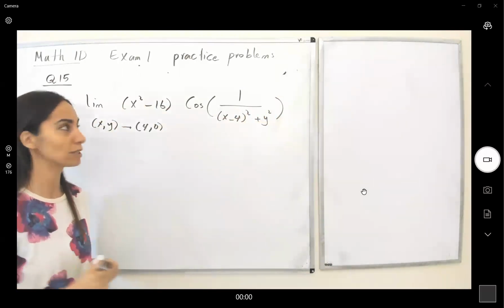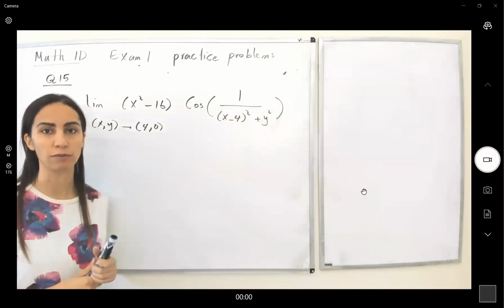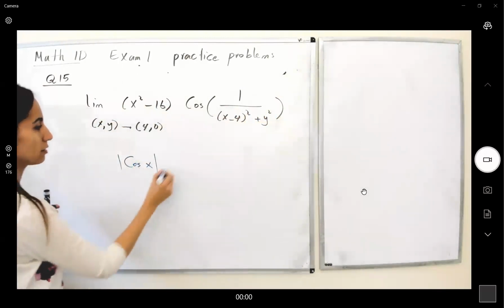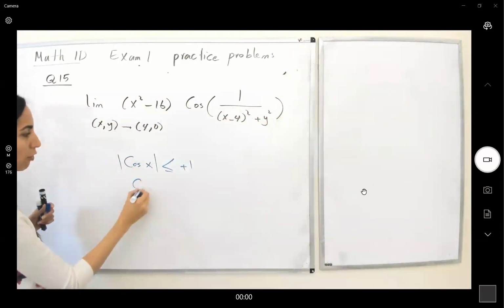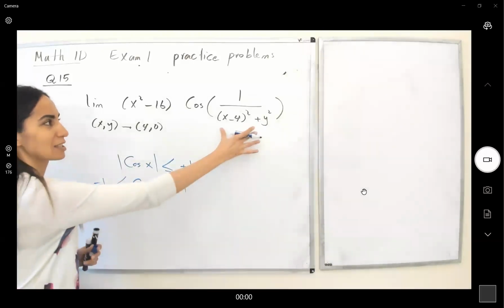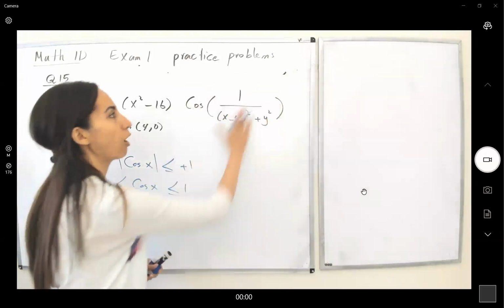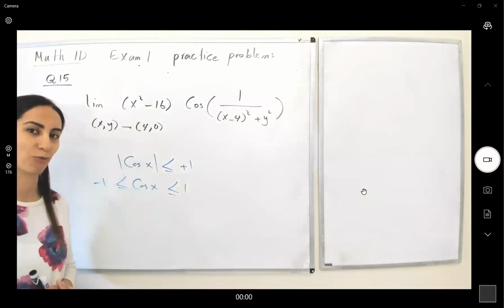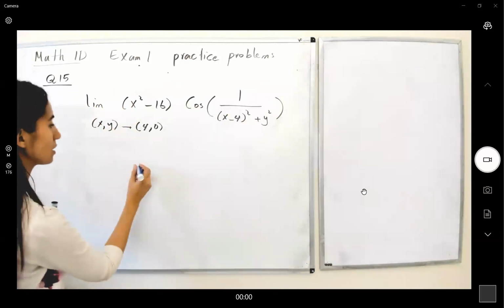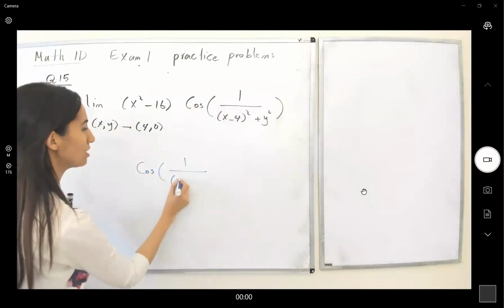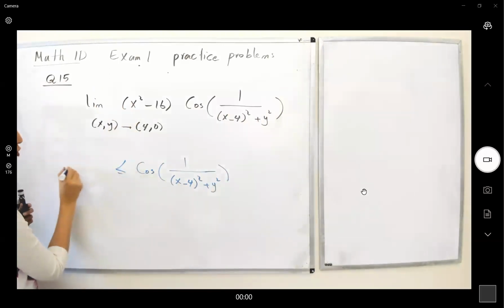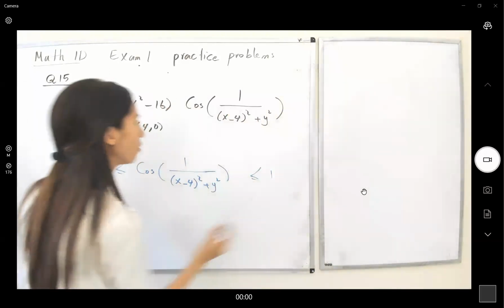Very well. Note that here you have a cosine function. If you remember, cosine of x is bounded between -1 and 1. So you can check to see if cosine of this quantity is actually limited between -1 and 1. That's up to you. Cosine of 1 over (x minus 4) squared plus y squared is actually sandwiched between -1 and 1.